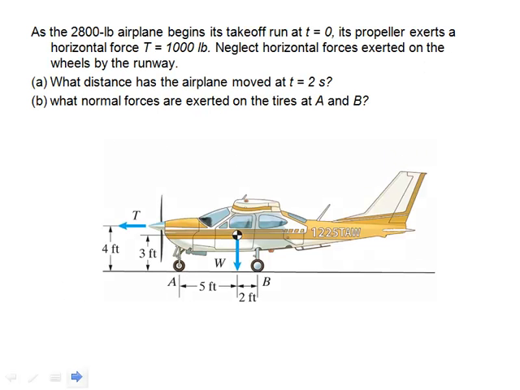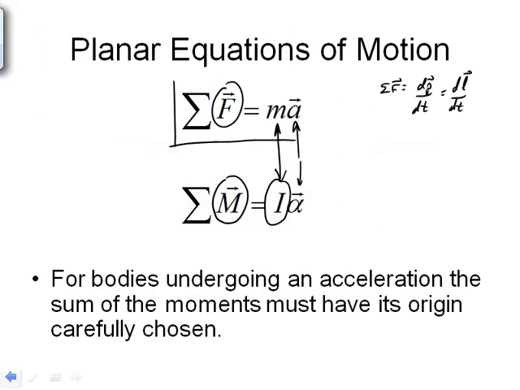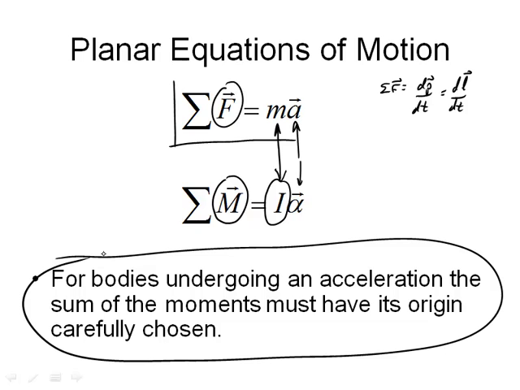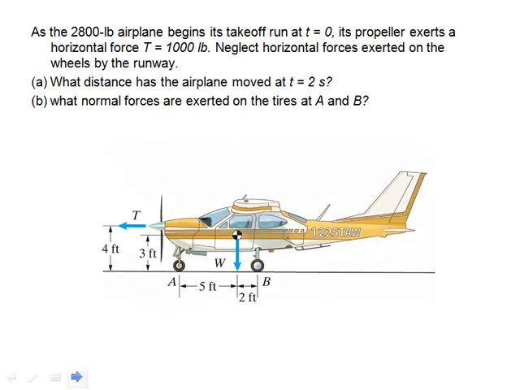So let's take a look at an example. And one of the things we're going to look at in this example is this last statement right here. For bodies undergoing an acceleration, the sum of the moments must have its origin chosen carefully. And I'm going to actually do this same problem choosing origins in two different locations. Okay, so the first thing we're going to do with this problem is, of course, read through it. You guys can do that just as easily as I can.